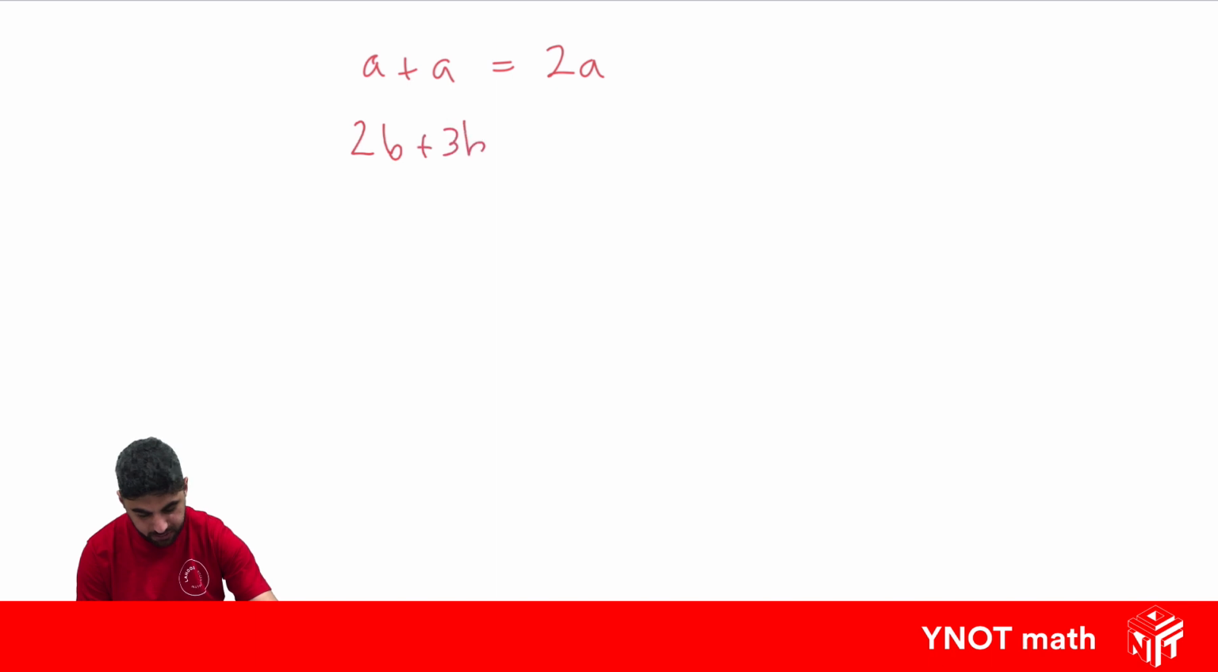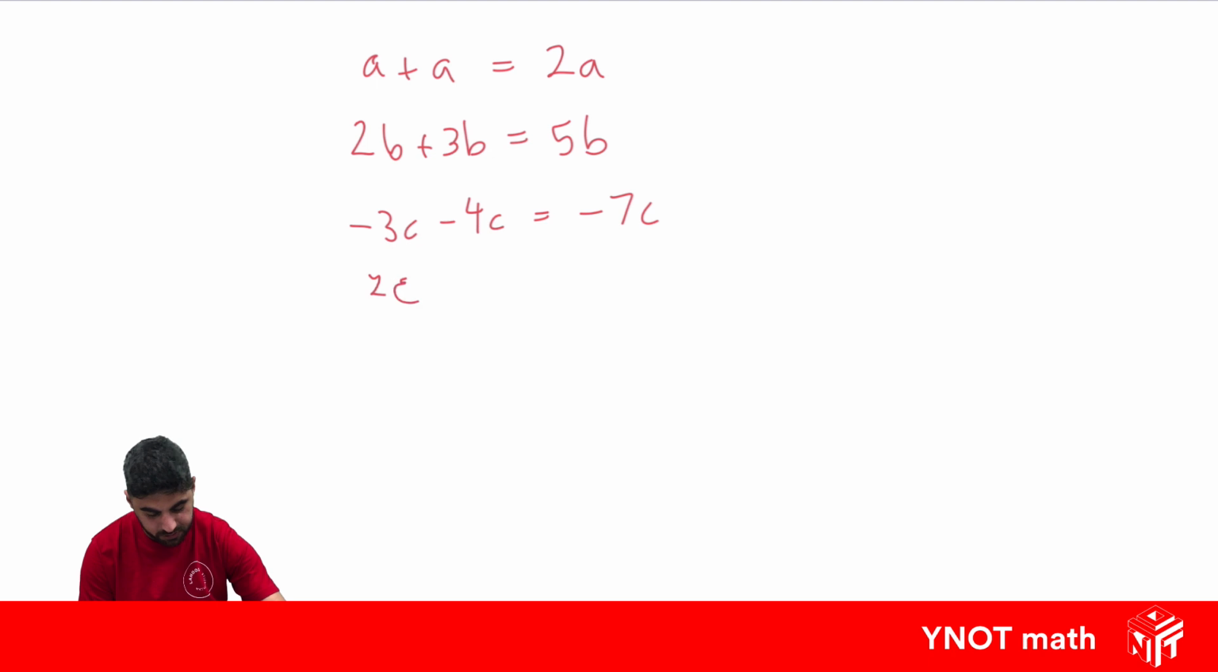2b plus 3b. Well, that's 5b. Minus 3c minus 4c. It's minus 7c. So you just have to be careful here, because we have minus 3 and we're subtracting another 4, which means we end up on minus 7. So just following our integer rules there. What about 2c minus minus 4c? Well, that's 6c, because remember from your integer rules, the double negative actually equals the positive. We can change it.